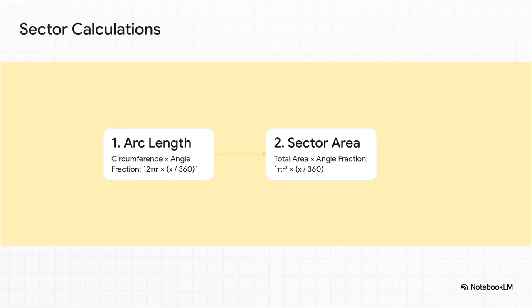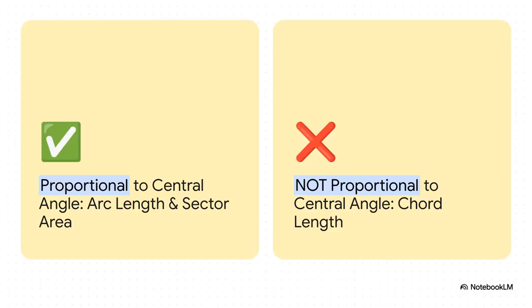To find the length of the crust on our slice, the arc, you just take the full circumference and multiply it by that fraction, the angle x divided by 360. And for the area of the slice, you guessed it, it's the full area times that exact same fraction. Simple. But hang on, here's one last really interesting little detail. The length of the arc and the area of the sector are perfectly proportional to that central angle. If you double the angle, you double the arc length, you double the area. But look at the chord, that straight line cutting across. Its length is not proportional. It doesn't double. It's a subtle but really cool reminder that taking the scenic, curved route is very different from cutting straight across.